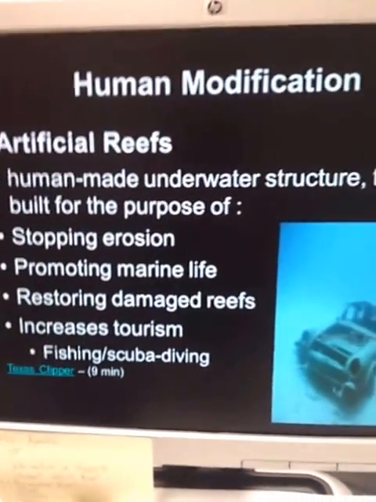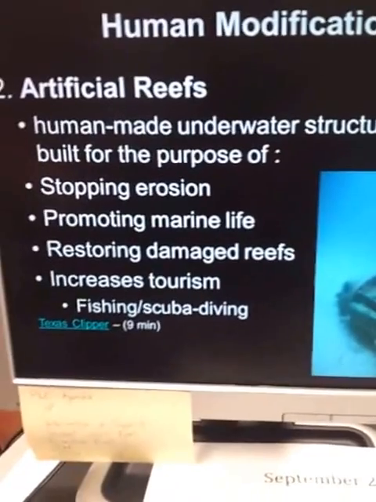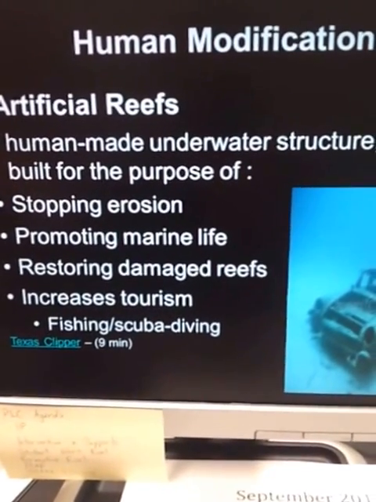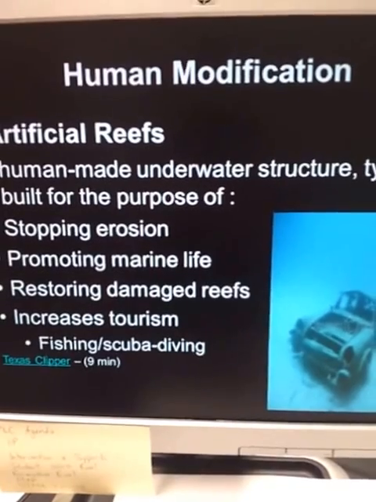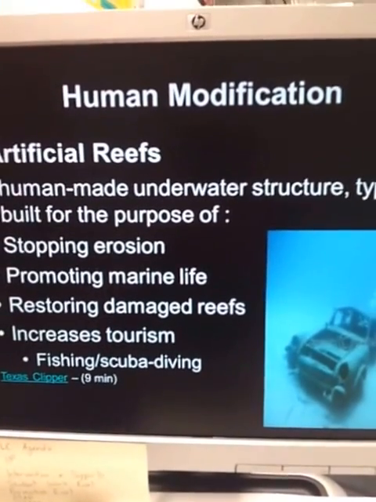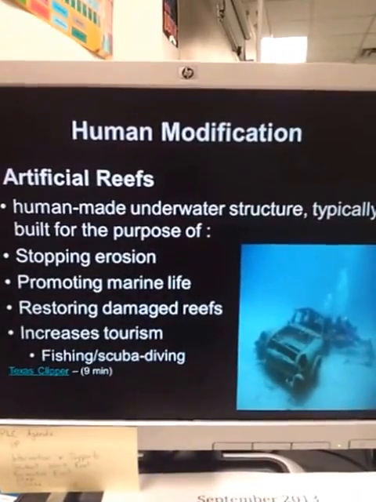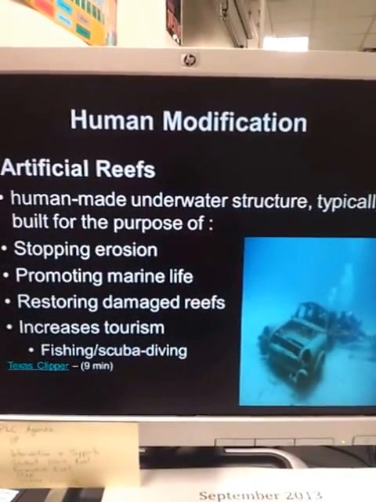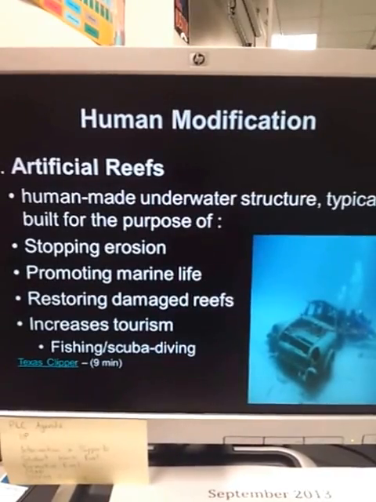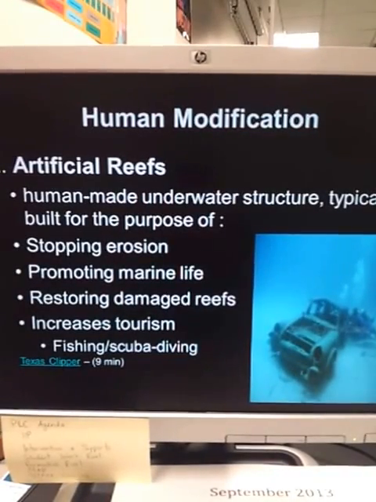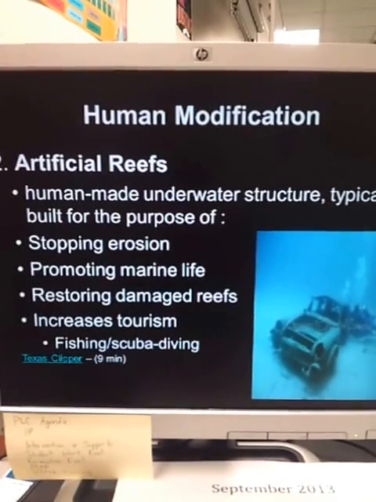Human modification continued. We can positively impact an environment, an ecosystem within the ocean through artificial reefs. So the question then is, what is an artificial reef? An artificial reef is a human-made underwater structure that's typically built for the purpose of stopping erosion, promoting marine life, restoring damaged reefs, and increasing tourism through fishing and through scuba diving.